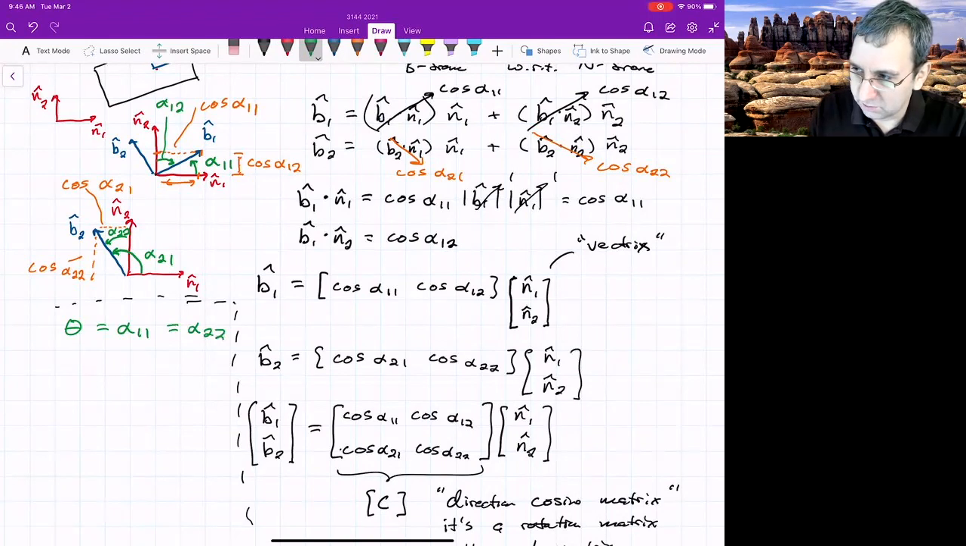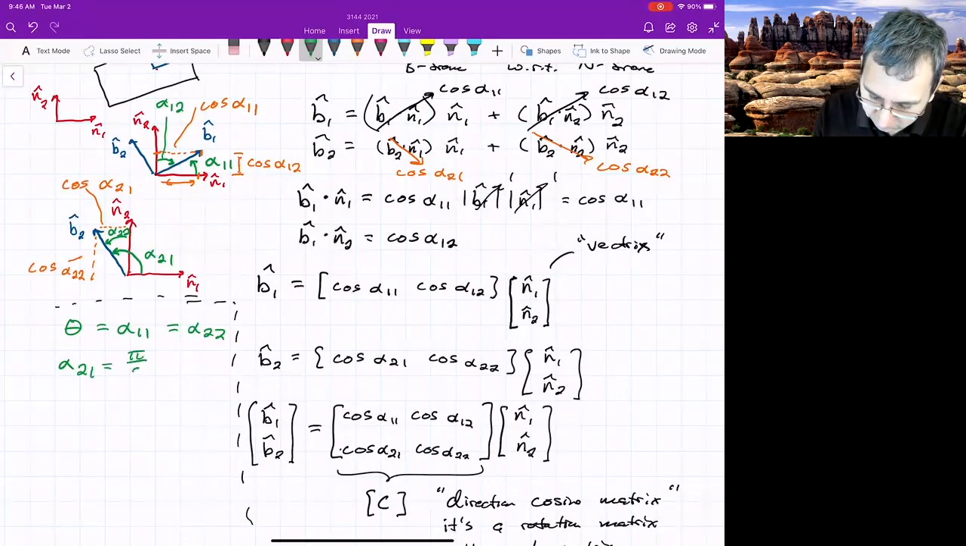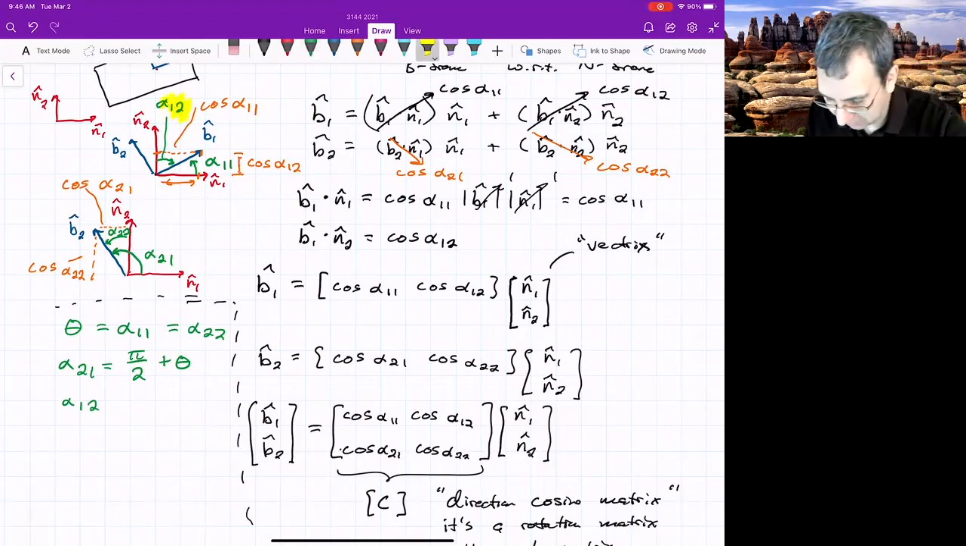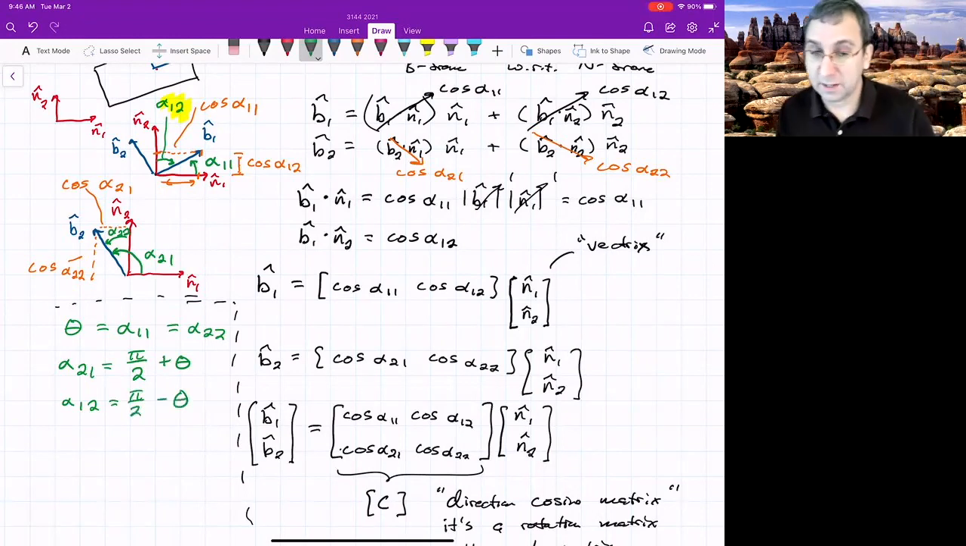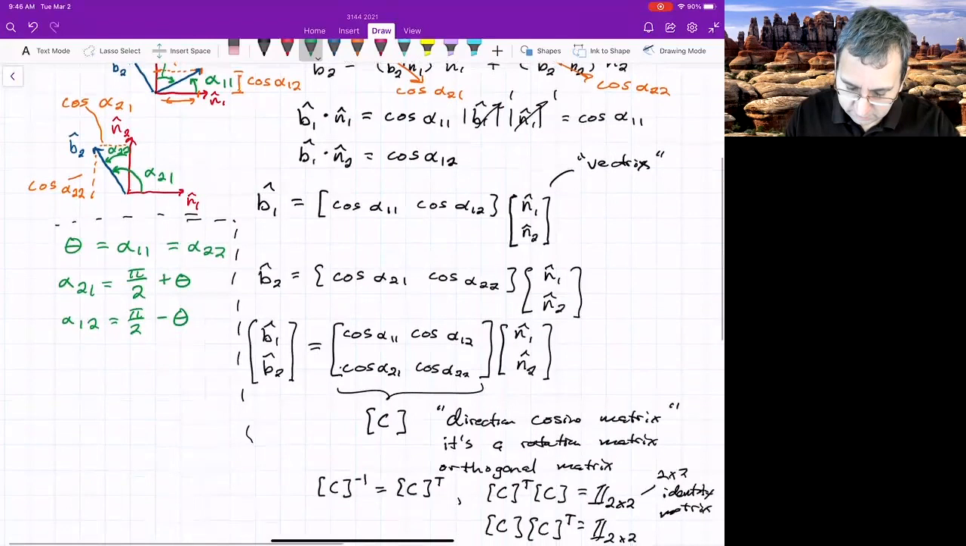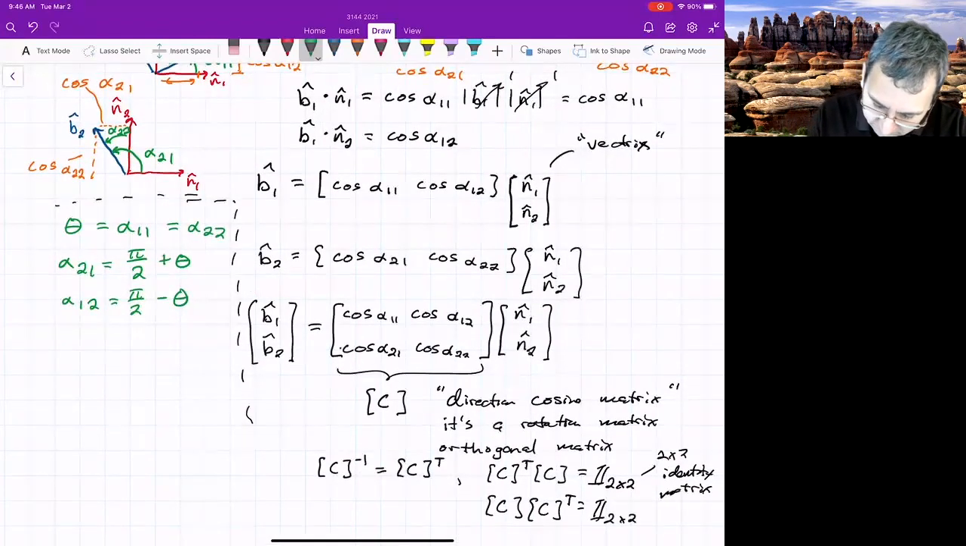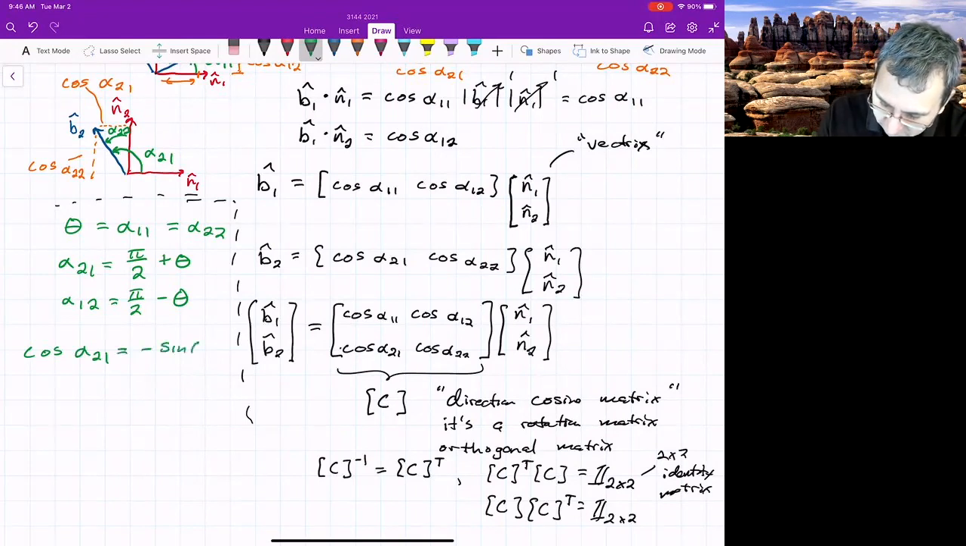And what about the other two angles? Well, alpha 2, 1 is, and I'll use radians, so pi over 2 plus theta. And alpha 1, 2, that's the one up here. It's actually pi over 2 minus theta. So it's looking like everything can be described in terms of one angle, theta. And then what? Well, cosine of alpha 2, 1 is equal to negative sine theta by trig identities. And cosine of alpha 1, 2 is equal to sine theta.